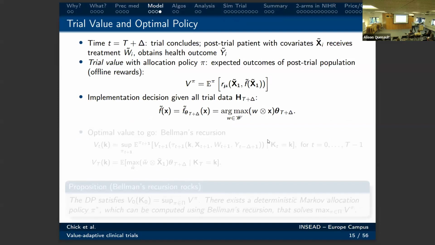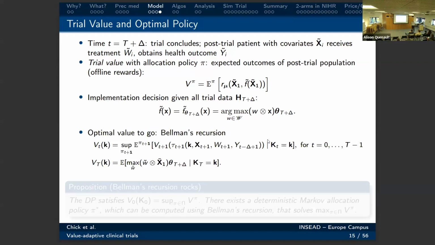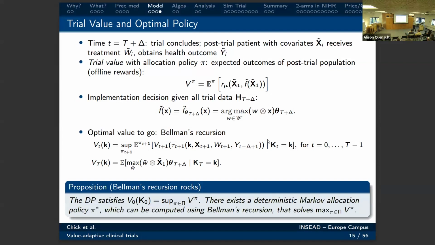Turns out we can solve this using dynamic programming. So we write the reward function as pick the policy that maximizes the expected health value of future treatments, of future patients. This is what we'll call the implementation decision. We can solve for this using Bellman's equation, saying at each time step, if we know what our current state is, what we would have done at the time step before. So it's kind of a backwards recursion. And this does give us the optimal policy.